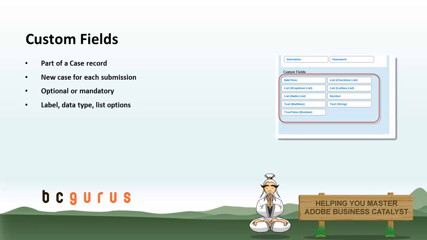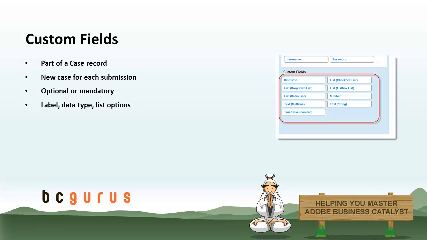Custom fields are a little bit different than the contact fields. Instead of being added to the contact records, they're added to what's called a case record. Each form submission will create a new case record and attach it to the same contact. So unlike contact fields, when you resubmit a form, a new case is created. The old case is not updated. Just like the other fields, they can be made optional or mandatory as you choose.